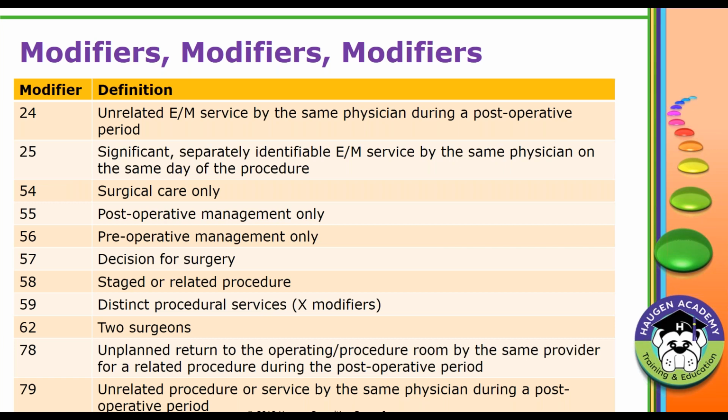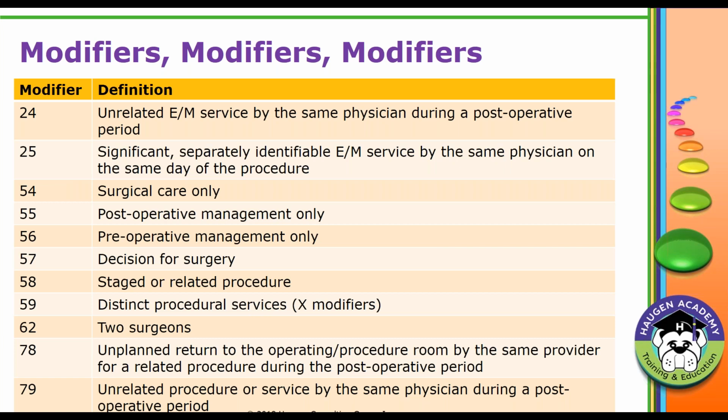Decision for surgery is modifier 57, so that's that pre-op visit where the surgery is decided. 58 is for a stage or related procedure. The example that always comes to my mind is for a Mohs procedure for skin cancer removal. That's always a staged procedure.